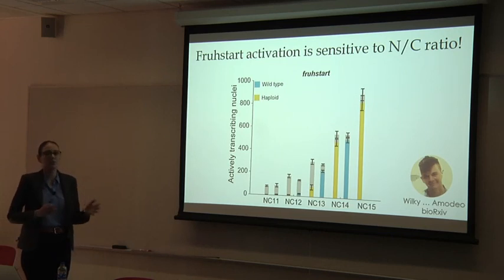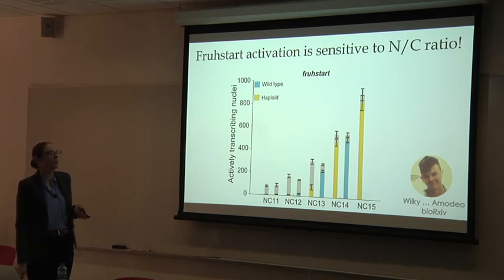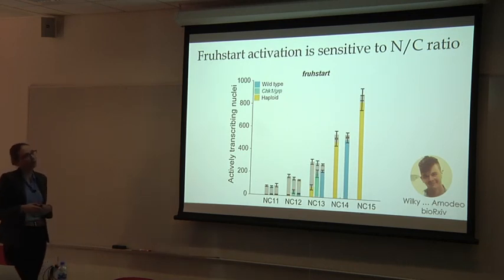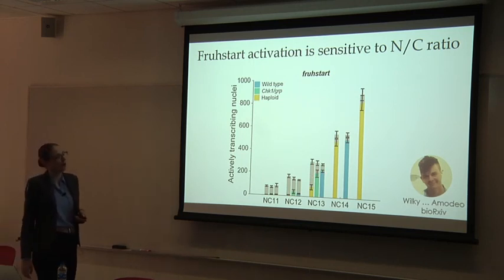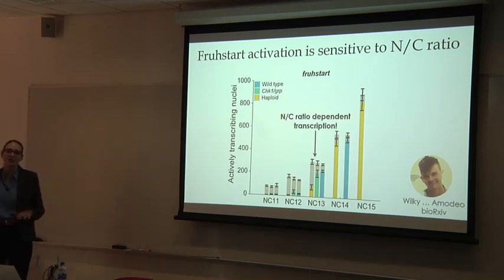And just to make sure that this isn't some weird downstream consequence of cell cycle duration, right? Like maybe Frühstart comes on late in the cell cycle, that's not true, but maybe something about cell cycle duration is the important thing here. We utilized a mutant in the pathway responsible for cell cycle slowing called CHEK1. So this is a diploid whose cell cycle duration is identical to the haploid. And here, you can see in the diploid with the short cell cycle, it activates just like it would in wild type and not like it did in the haploid. So this is direct NC ratio dependent transcription.